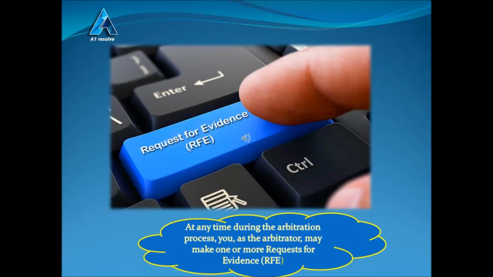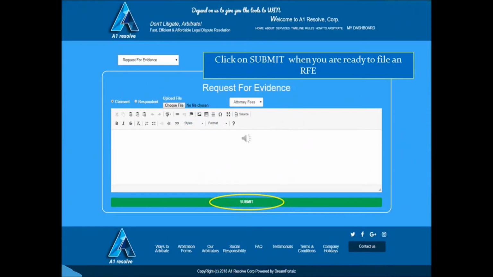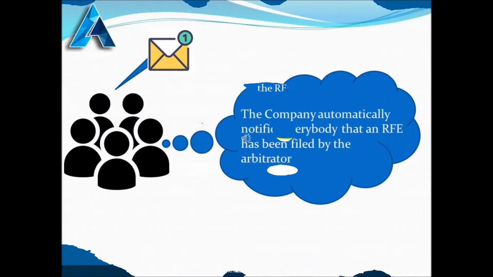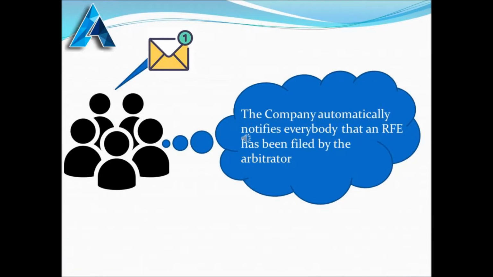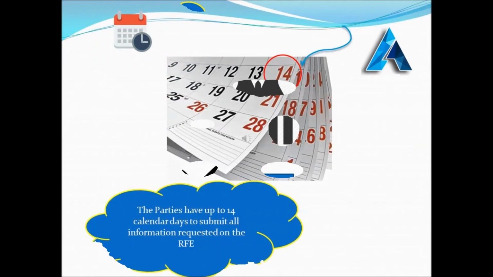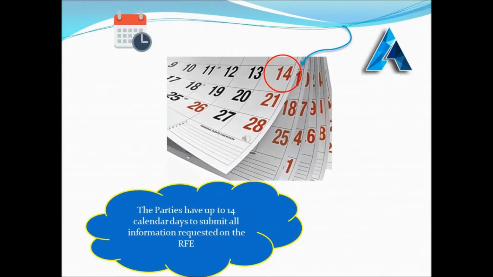At any time during the arbitration process, you as the arbitrator may make one or more requests for evidence, RFE. Click on Submit and then confirm when you are ready to file an RFE. Remember, once you submit the RFE, you cannot change the information. The company automatically notifies everybody that an RFE has been filed by the arbitrator. The RFE may request information from claimant, respondent, or both. The parties have up to 14 calendar days to submit all information requested on the RFE.